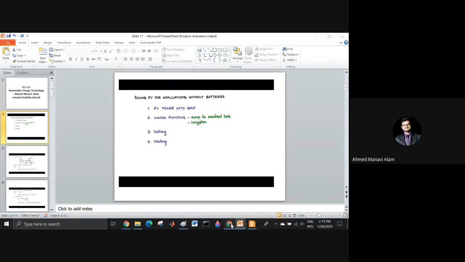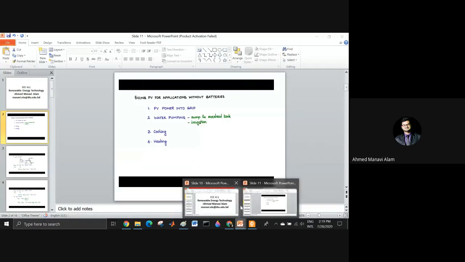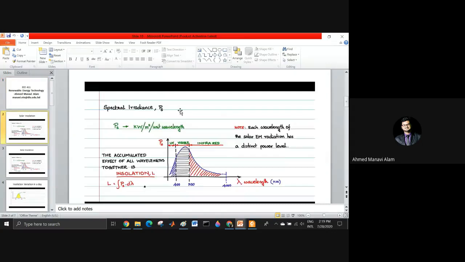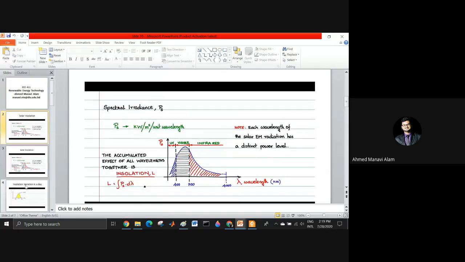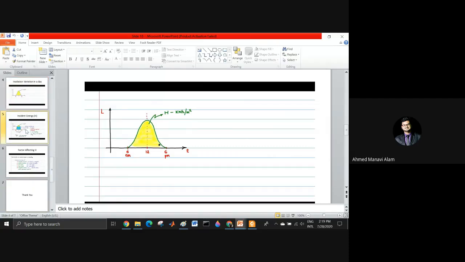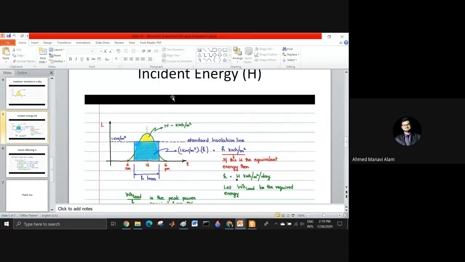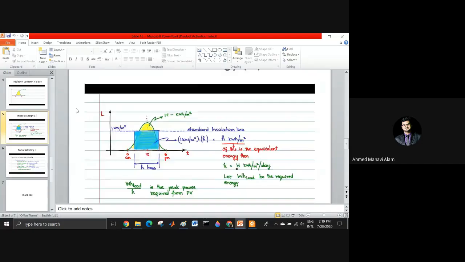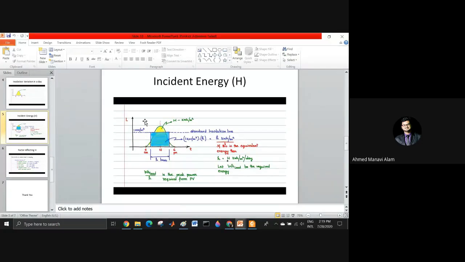So today we will continue our journey from the previous lecture. In the previous lecture, we learned about solar insolation, and a very important topic, incident energy H. My solar insolation is termed as L, my incident energy is termed as H, and the difference between solar insolation L and incident energy H is nothing but a multiplication.